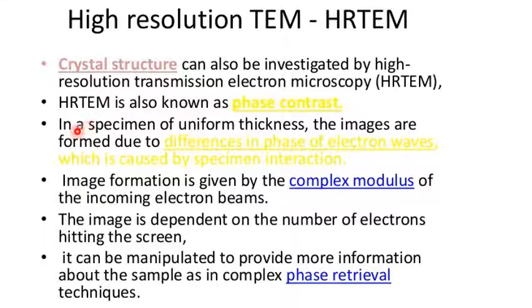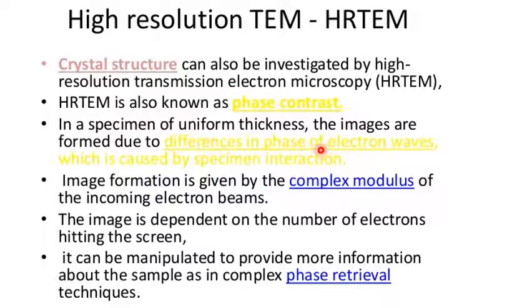Here is another advanced type of transmission electron microscopy, called high resolution transmission electron microscopy, HRTEM. With the help of this, we can study the crystal structure. Crystal structure can also be investigated by high resolution transmission electron microscopy. HRTEM is also known as phase contrast microscopy. In a specimen of uniform thickness, the images are formed due to differences in phase of electron waves, which is caused by specimen interaction.